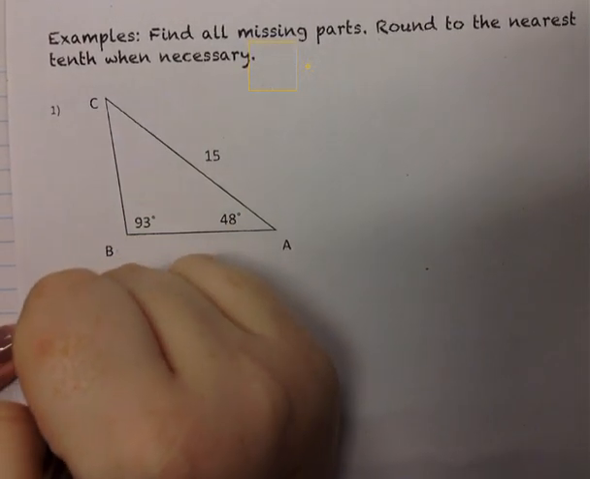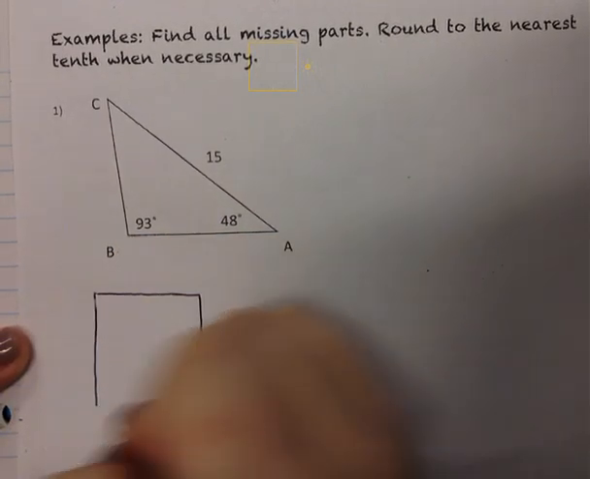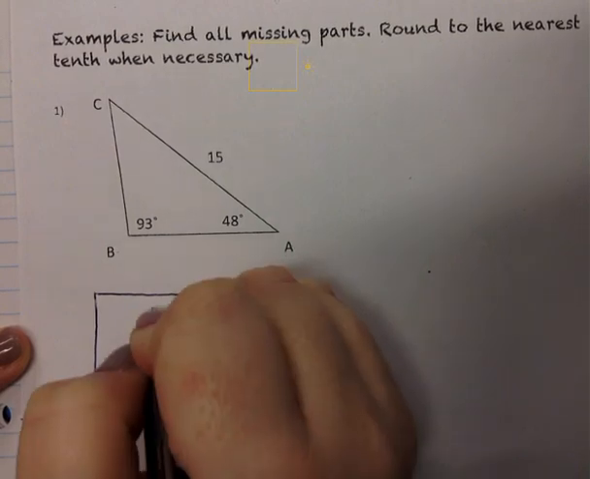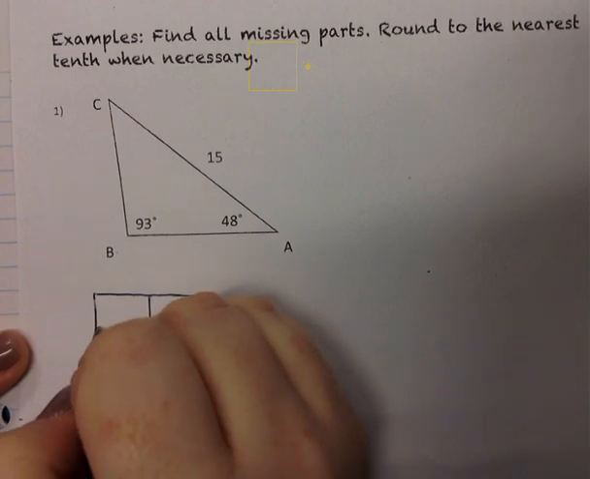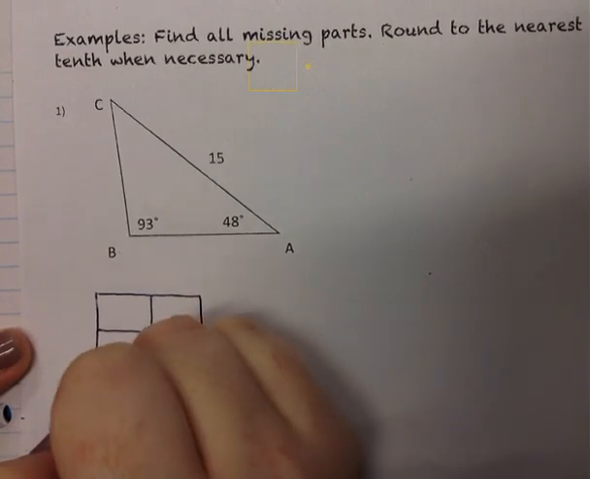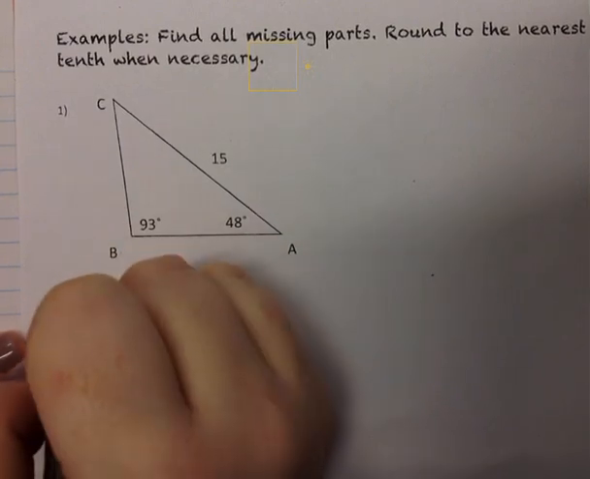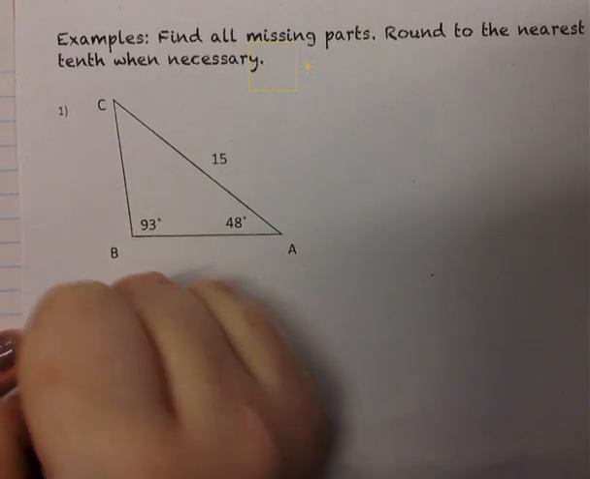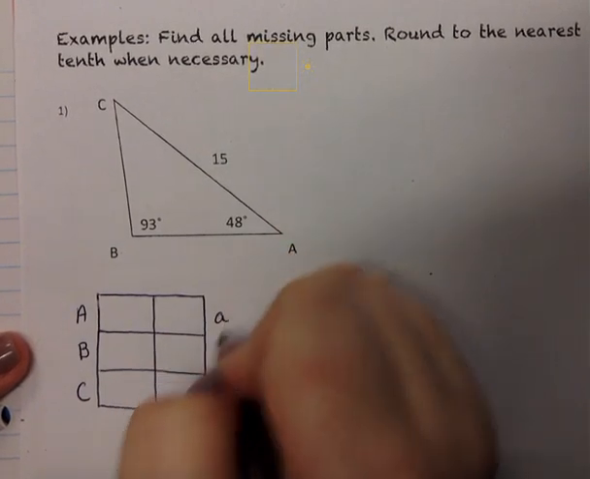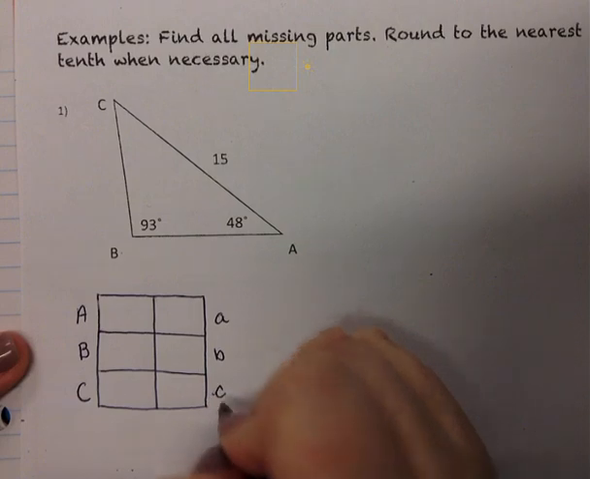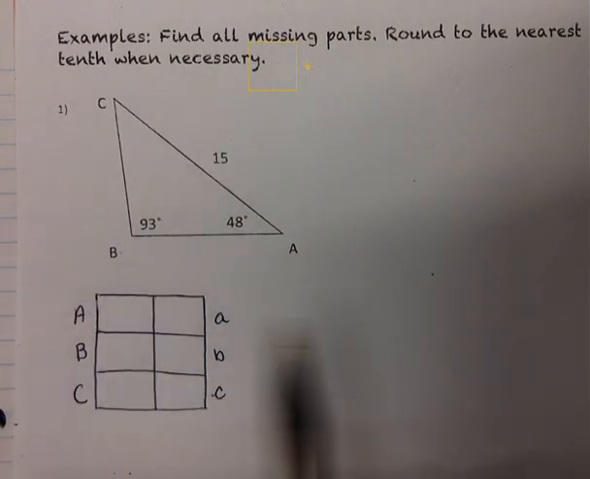So I'm going to make a table for my values. I'm just going to put this underneath the problem. I'm going to split it in half for sides and angles. I'm going to have 3 rows because I have A, B, and C. Now on the left-hand side, I'm going to put the angles. So I'm going to have big A, big B, and big C. So therefore, on the right-hand side, I'm going to have little a, little b, and little c. Now I'm just going to fill in the chart with the information I already have in black.